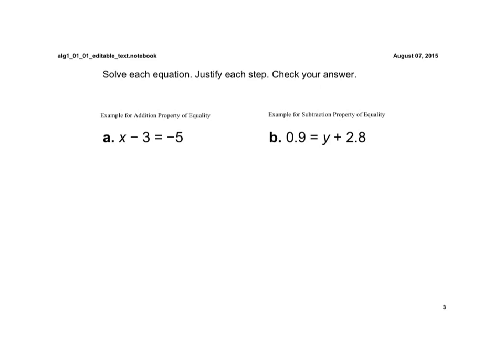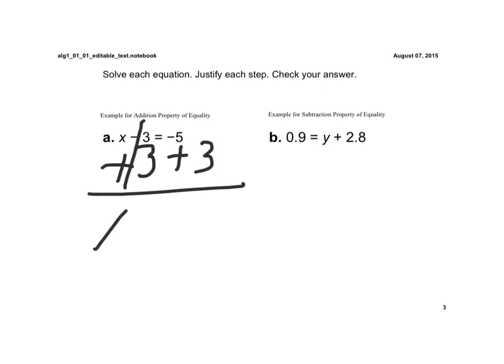So to get x by itself, since we're subtracting 3 from x, we're going to undo that by adding 3 to both sides. So now this goes away and we have x equals, because that's the only thing left on the left side, and negative 5 plus 3. So we have different signs, so different signs, we subtract them. 5 minus 3 is 2, and we take the sign of the larger number to get x equals negative 2.